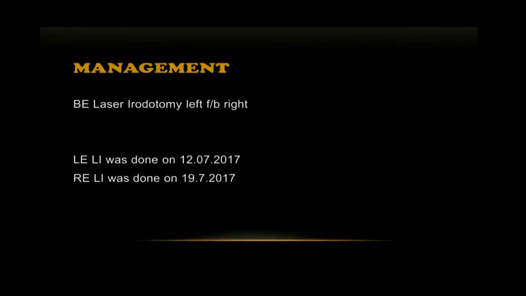So the management would be laser iridotomy, right? I think Dr. Prateep already said that he would do laser iridotomy. Now the question here is, one can also argue, do you do laser iridotomy before these investigations, or do you do it straight away, or do you really need to investigate before you do laser iridotomy? So, Satyan, what would be your approach?